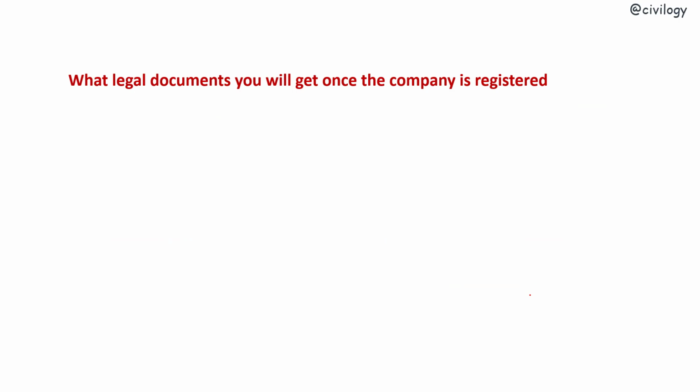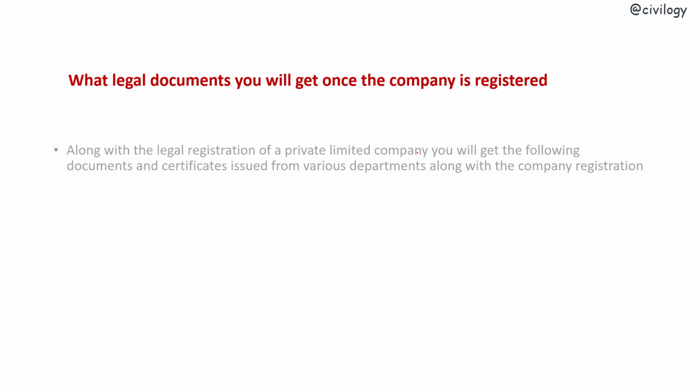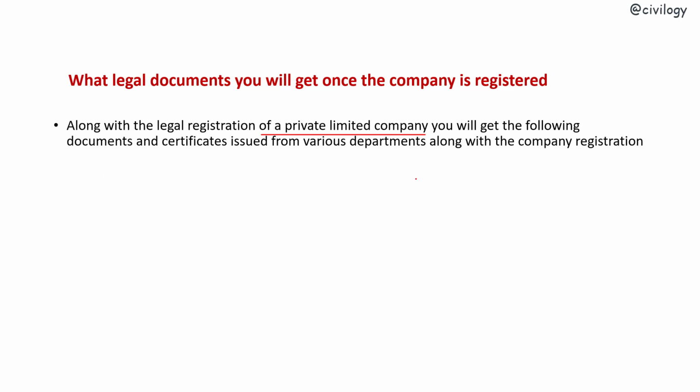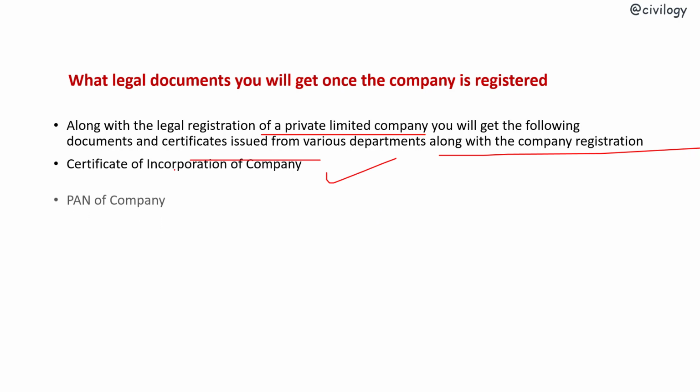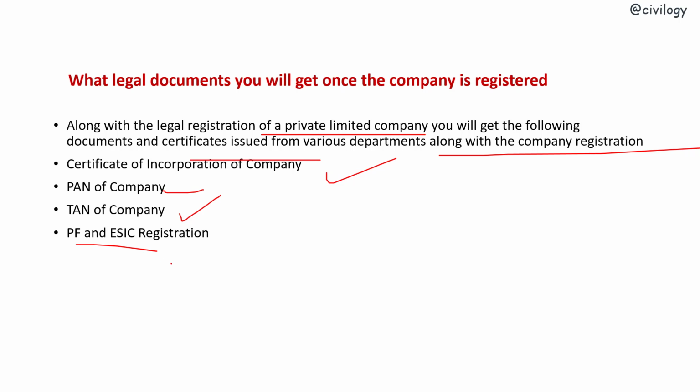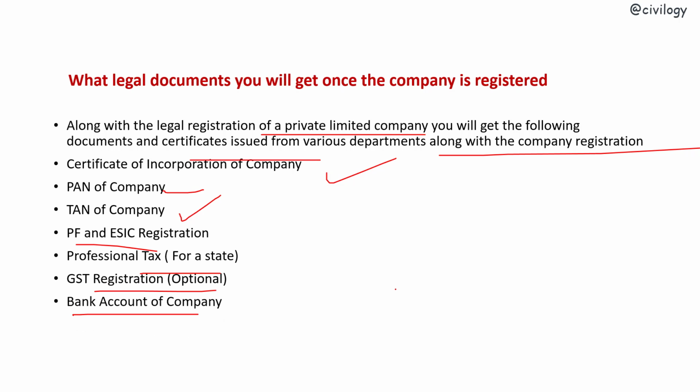Next, what legal documents you will get once the company is registered. Along with the legal registration of a private limited company, you will get the following documents and certificates issued from various departments. They are certificate of incorporation of the company, PAN of the company, TAN of the company, PF and ESIC registration, professional tax, which is different from state to state, GST registration, and bank account of the company. So these are the legal documents you will get once the company is registered.